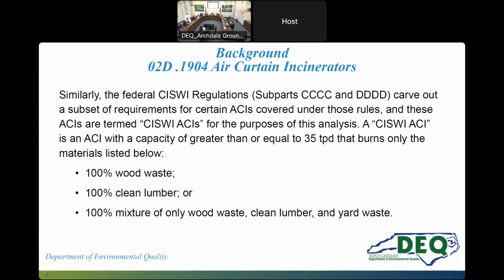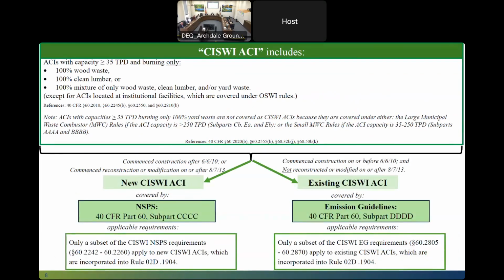Similarly, the federal SISWI regulations, subpart CCCC and DDDD, carve out a subset of requirements for certain ACIs covered under those rules. And these ACIs are termed SISWI ACIs for this analysis. A SISWI ACI is an ACI with a capacity greater than or equal to 35 tons per day that burns only 100% wood waste, 100% clean lumber, or 100% mixture of only wood waste, clean lumber, and yard waste. So this is another chart that, like OSWI, breaks down the different parts of the definition of a SISWI ACI.